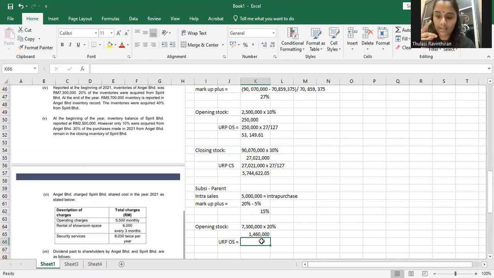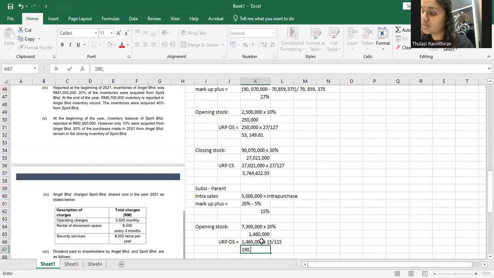Okay, and then URP opening stock is 104,060,000 times 50% markup divided by 100 plus 50. So, okay, the answer will be 190,434.78.